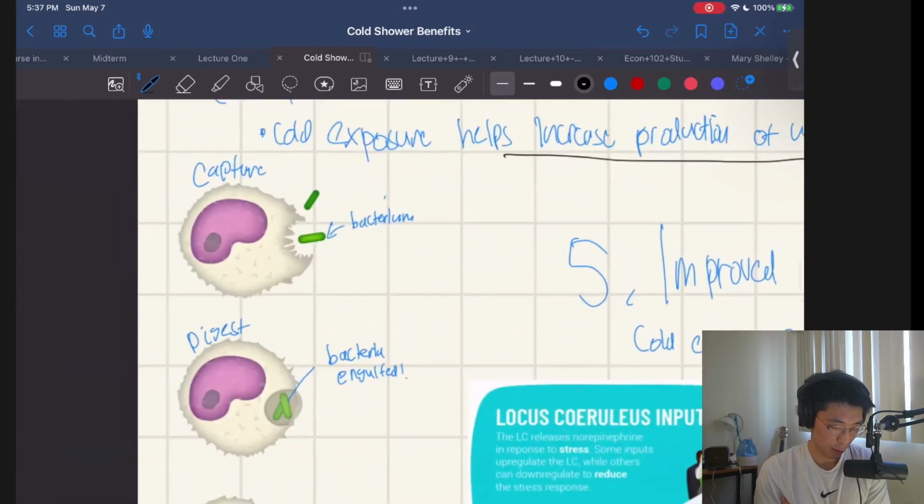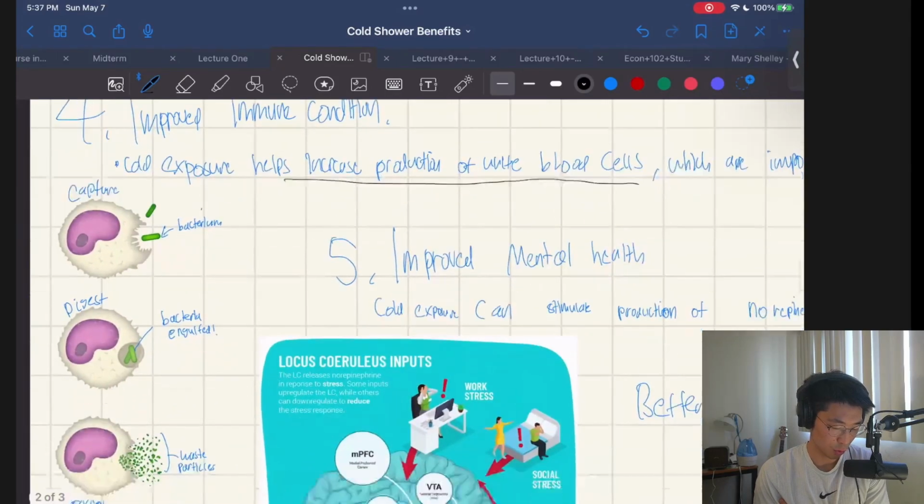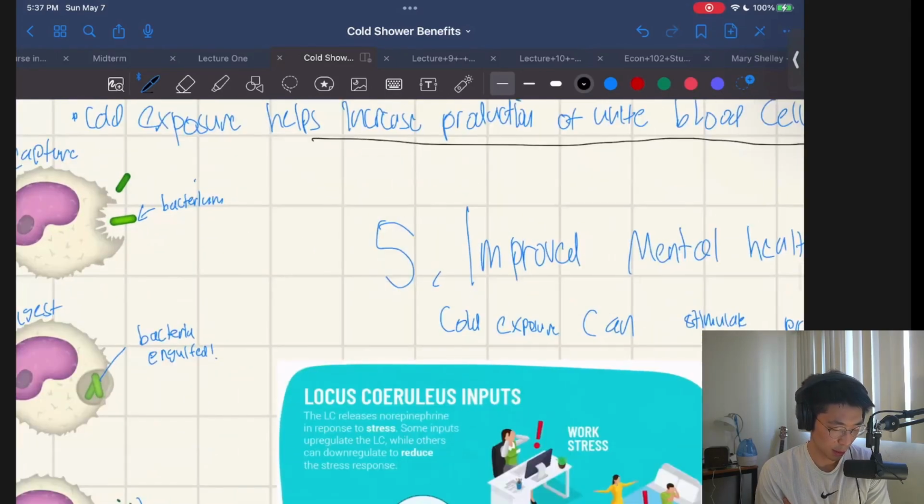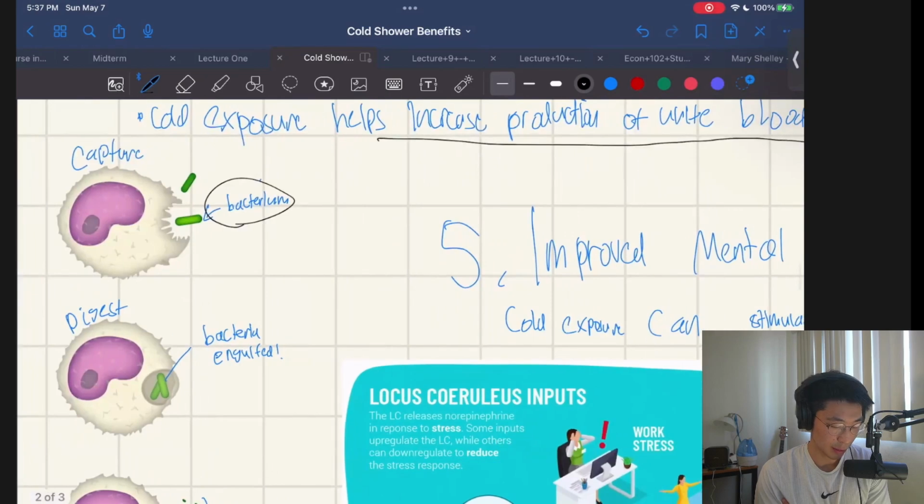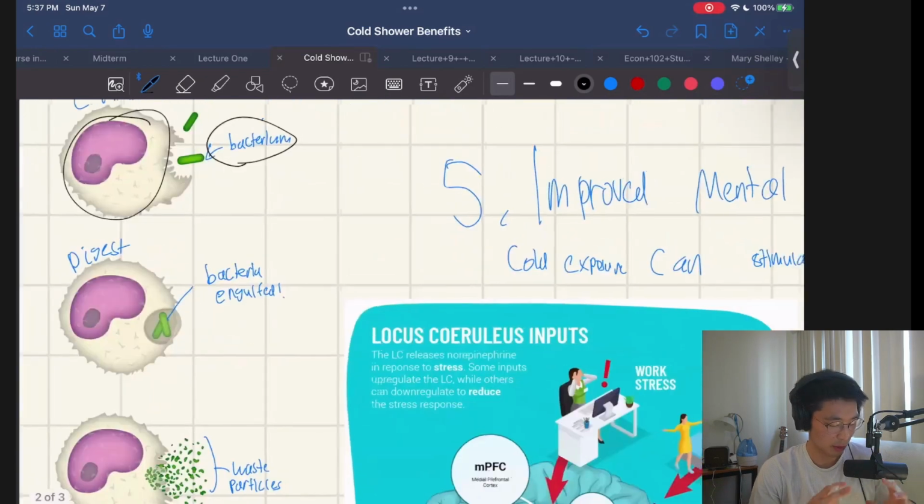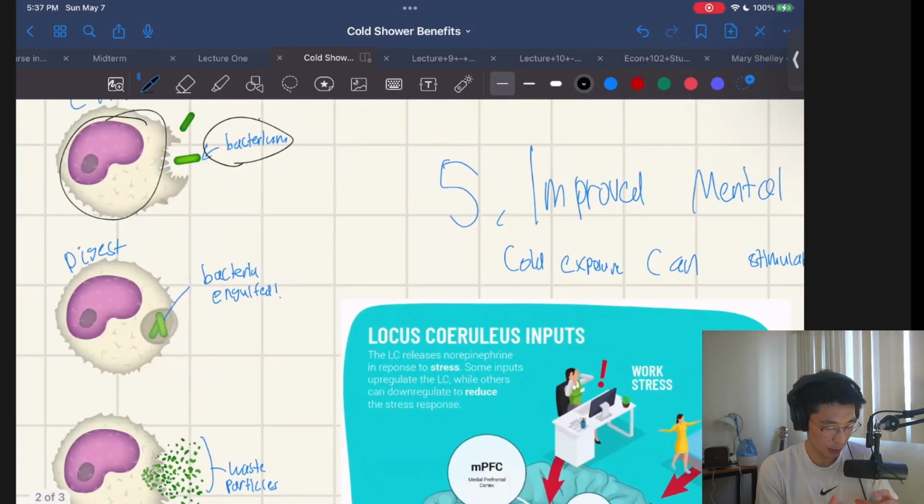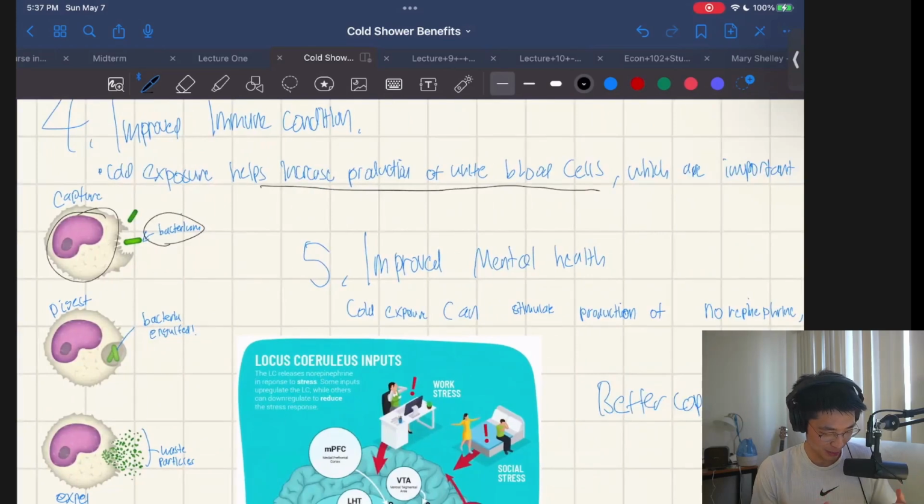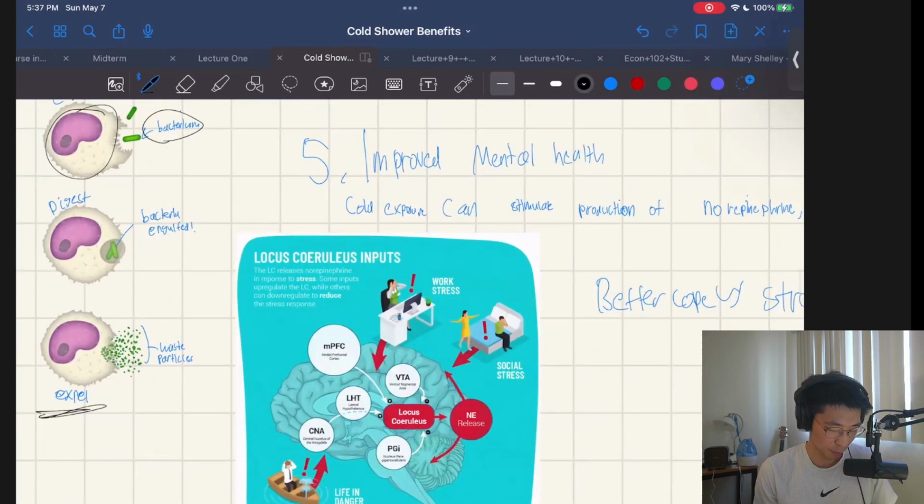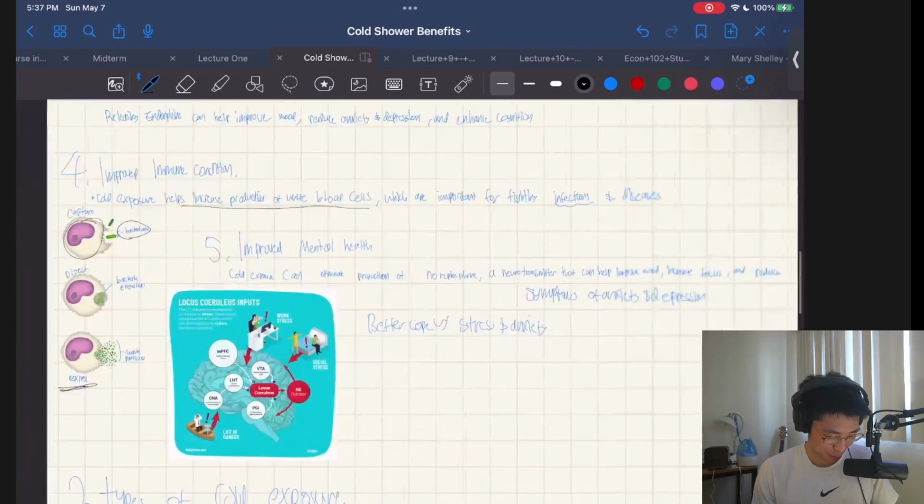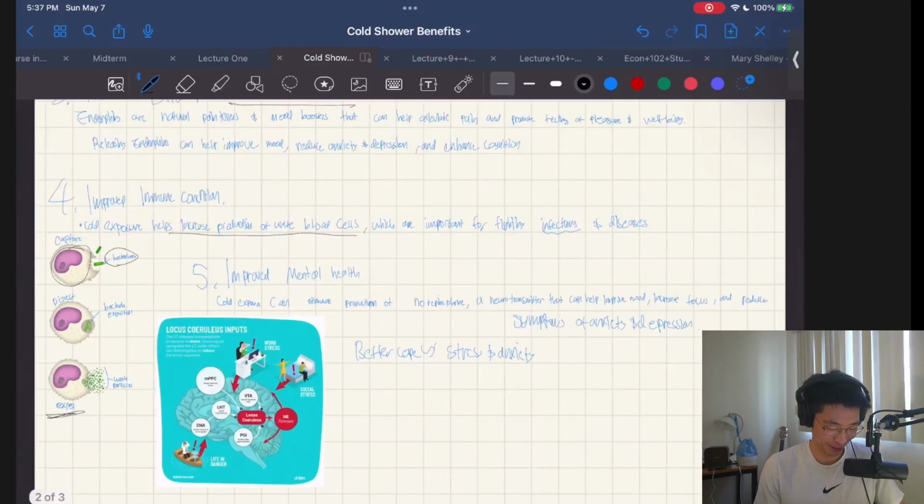So this is a picture of kind of like how your immune system works. There's bacteria, there's bacterium, and then this is a white blood cell that engulfs the bacterium and digests it. The bacteria is engulfed, and then after the bacteria is digested, it's released into waste particles. This is the expel phase. So yeah, this was super cool, like getting a good refresher of how our body works. It's so fascinating.